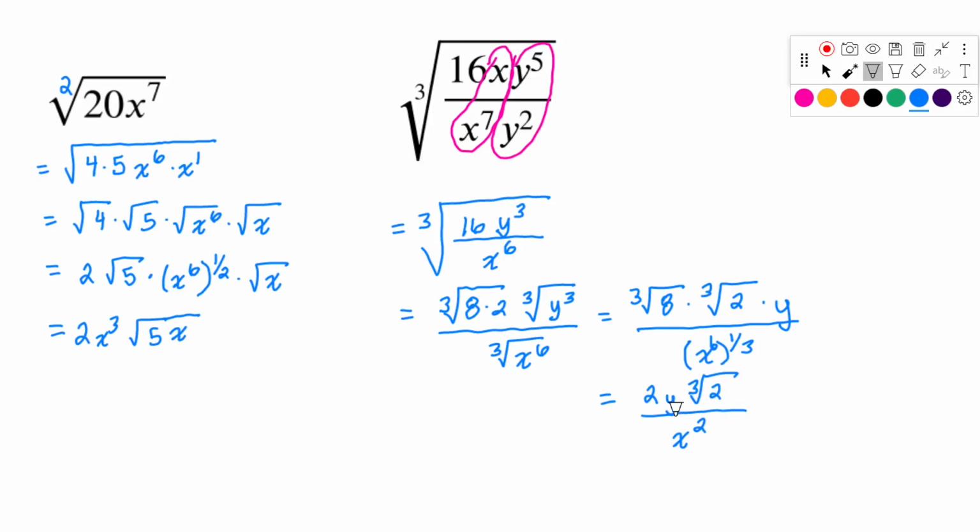And make sure you have that division bar, that fraction bar, completely underneath the entire numerator. Don't just put it underneath the cubed root of 2 or just the y cubed root of 2. You want to have everything in that numerator above that quotient bar.